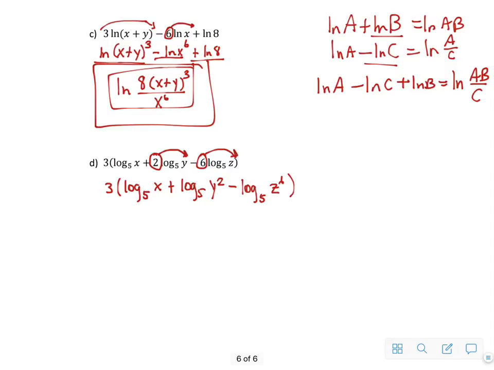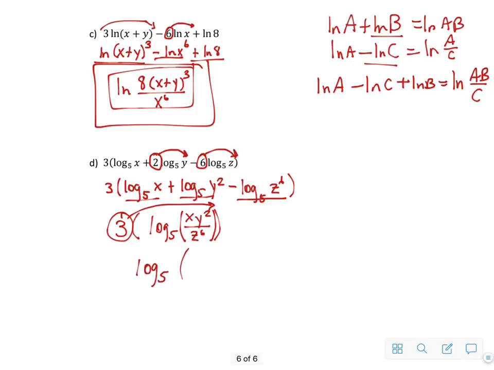So inside, I can take the two that are added together and multiply, and take the one that's subtracted and divide, and it looks like this. 3 times log base 5 of x times y squared divided by z to the 6th. But now to finish this, I'm going to take this 3 out front and move it inside and make it a power of the whole inside expression of the logarithm. So that's log base 5 of x y squared over z to the 6th, all raised to the 3rd.